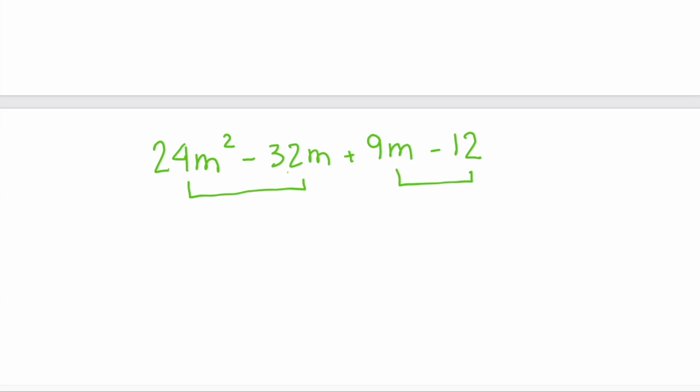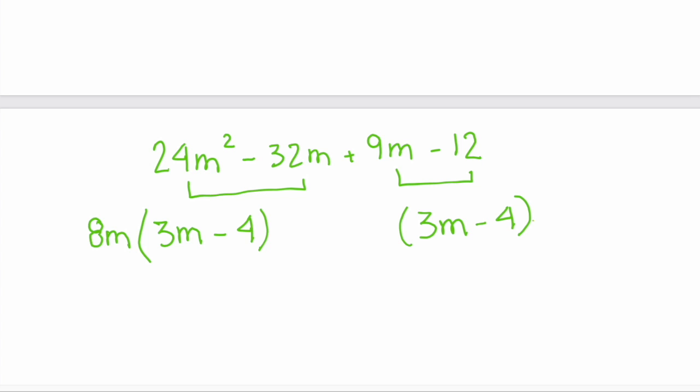24m squared and negative 32m have an 8 and an m in common. I factor that out and I have 3m minus 4. And remember, our goal is to be able to have that same binomial factored in the second grouping. And in order to have 3m minus 4 in the second grouping, I have to factor out a positive 3. Next step is to factor out that binomial, 3m minus 4, and we're left with the binomial 8m plus 3.